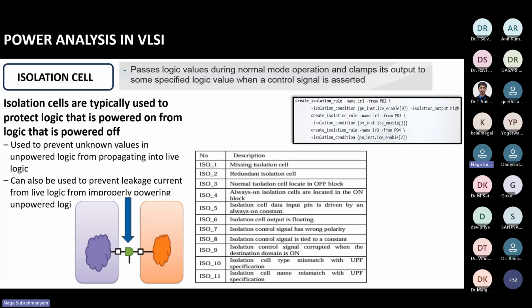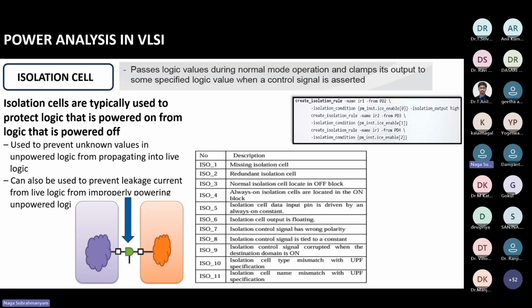Isolation control signal is wrong polarity, means whatever signal you're driving by default, is it going with the proper value or not. Like this, there are 11 scenarios where we need to verify the isolation cell. If this isolation cell is working properly, then we can isolate one particular block, and we can power off that block. Whatever blocks are isolated by these isolation cells, power to all those blocks will be cut down. That is the beauty of isolation cell.